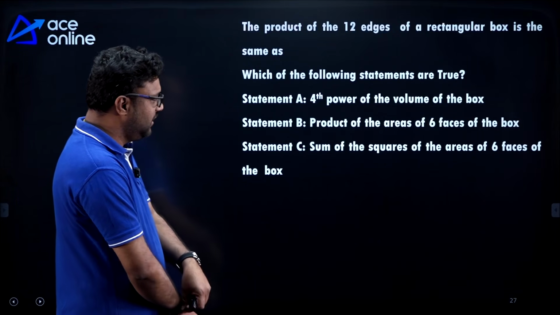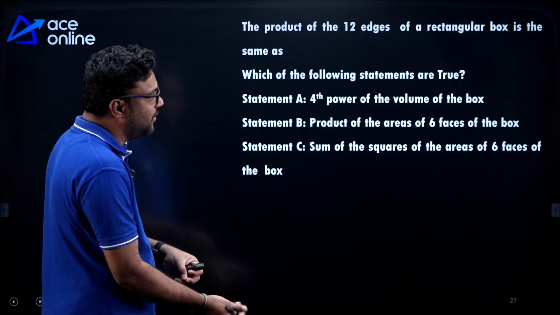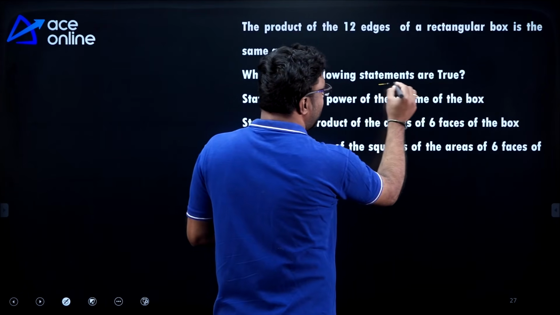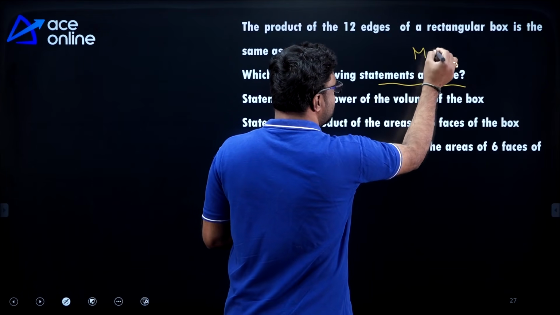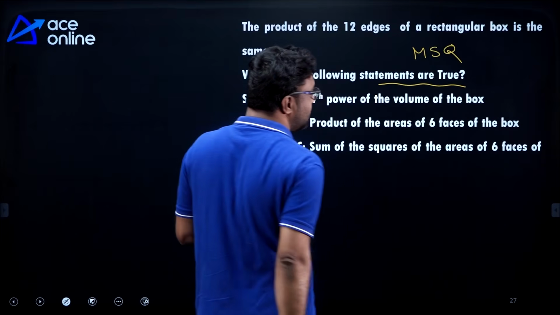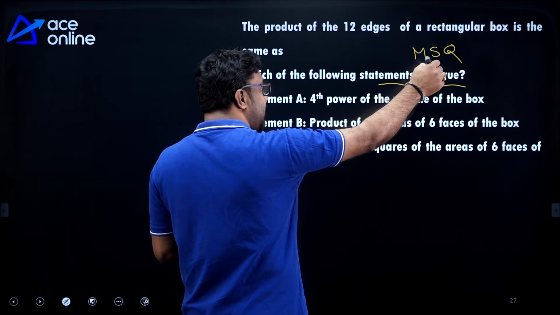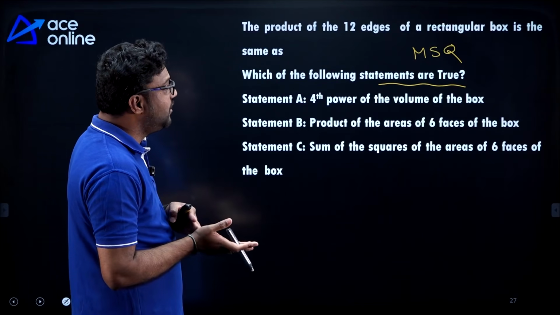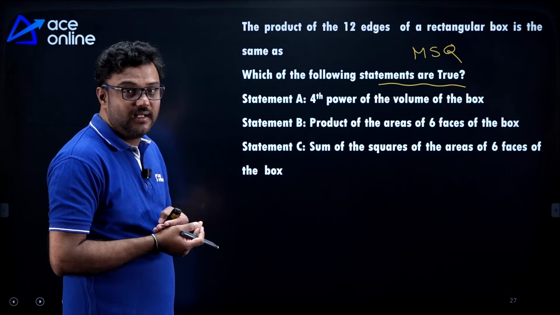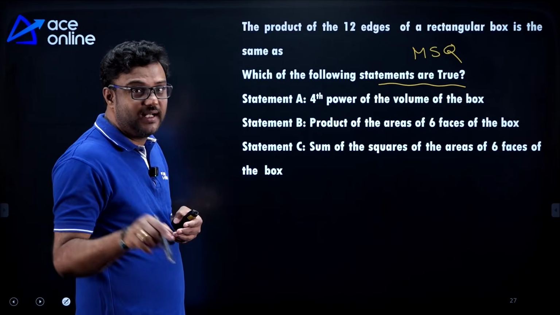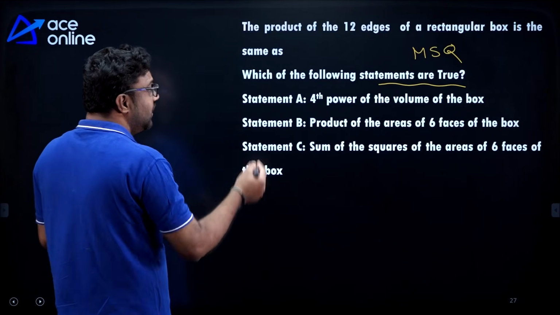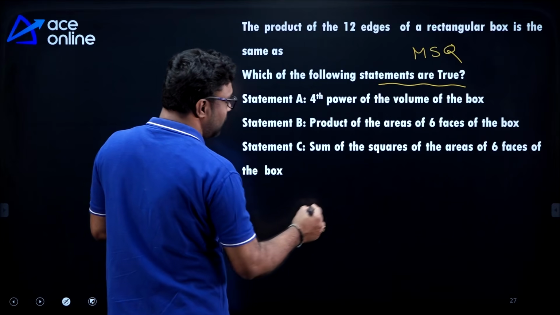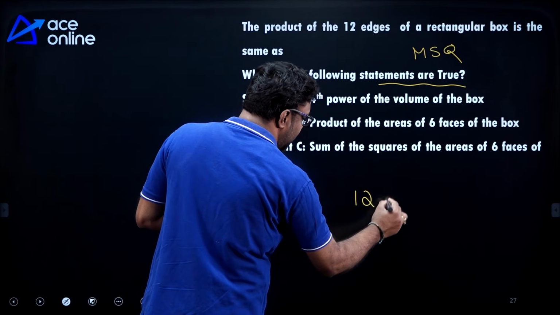Now this was not given in the previous ones, but this is a question which gives you input regarding multi-select questions, how to go for multiple correct answers. They've given: which of the following statements are true. Okay, so here the product of the 12 edges of a rectangular box. What are the edges? Length, breadth and height.